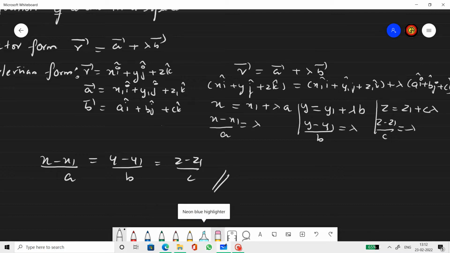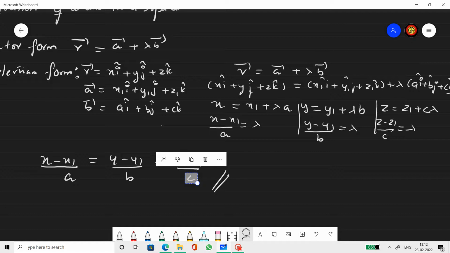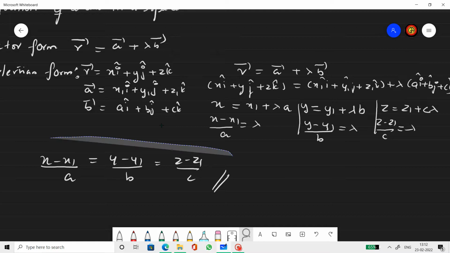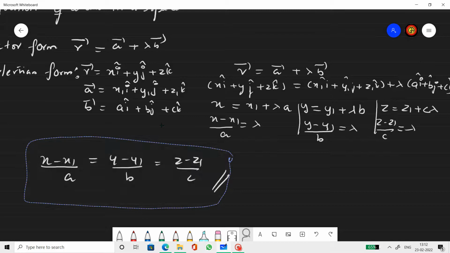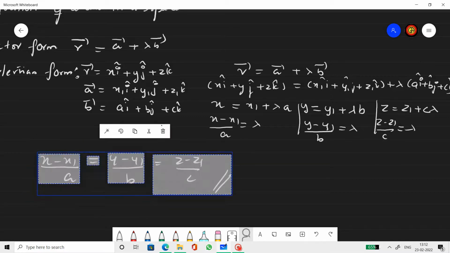Okay, where x1, y1, z1 are nothing but the A vector's components, and a, b, and c are nothing but the components of B vector. So instead of memorizing this as a formula, you just learn the trick of converting it to the Cartesian form straight away. That will help you in the longer run.